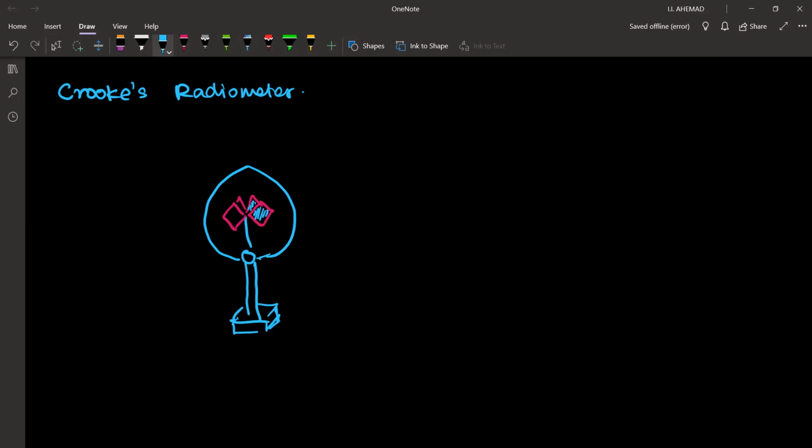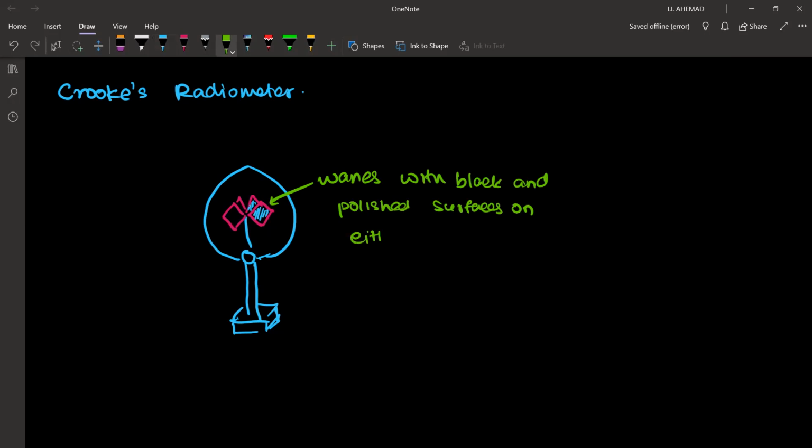It's like a bulb. These are vanes with a black and a polished surface on either side. And here we have a very low air pressure.